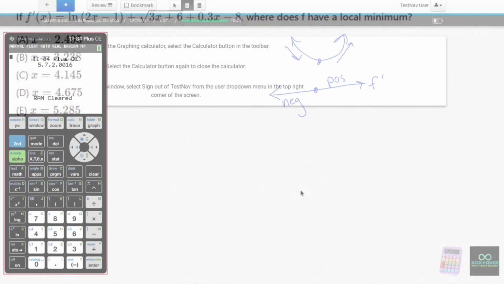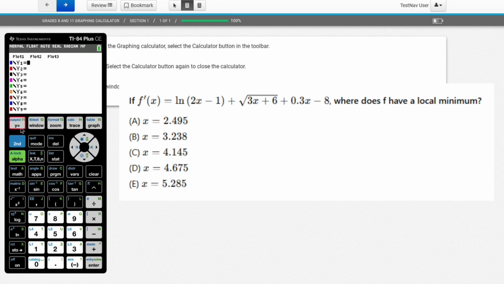All right. Y equals, ln is right here. We've got 2x minus 1. Close it. Then we have plus, the square root is second x squared button. Inside we're going to type out 3x plus 6. Get out of the square root. Add 0.3x. Like that, and then minus 8.